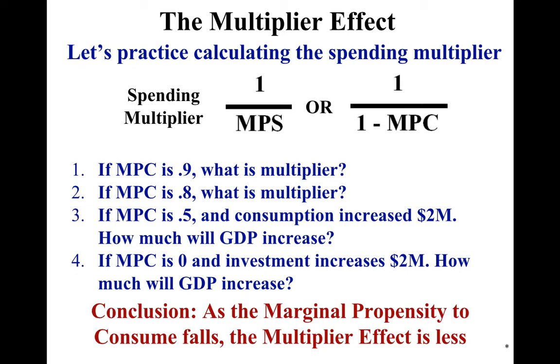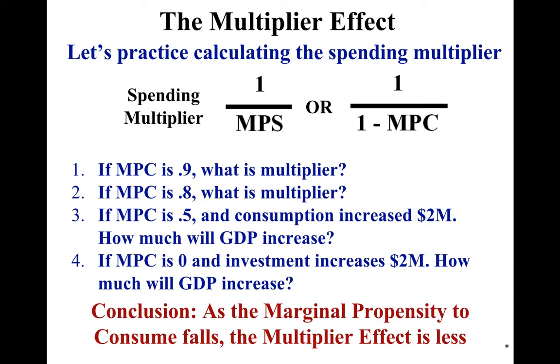Number 3, if the MPC is 0.5, consumption increased 2 million, how much will GDP increase? Well, we have to figure out the multiplier first. So 1 over 0.5, because 0.5 and 0.5, MPC and MPS are going to be the same. 1 over 0.5 is 2. 2 times 2 is 4 million. That's how much GDP increases.